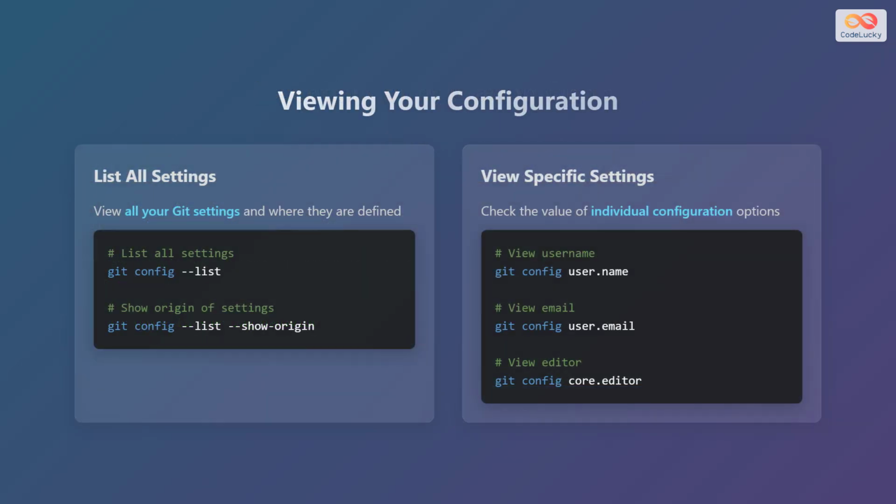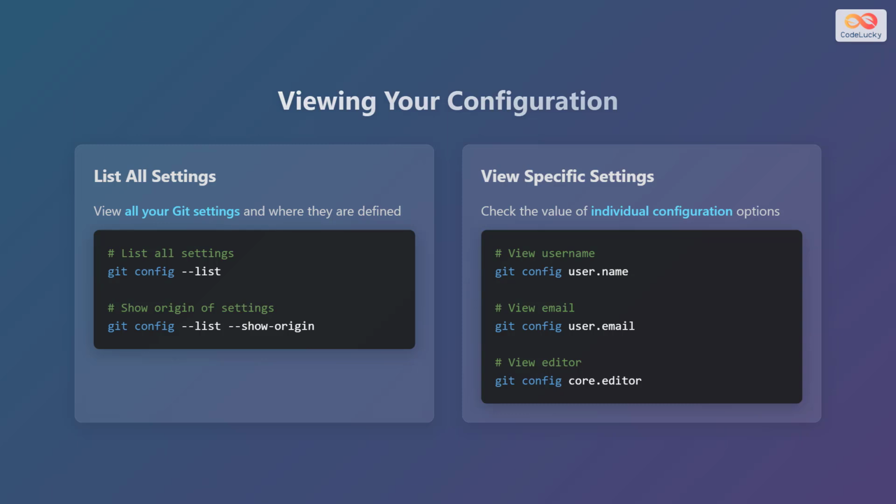To view your Git configuration settings, Git provides a way to see all your settings and their origins. To list all your Git settings, use the command git config --list. This will display a comprehensive list of all configuration options currently set in your Git environment. To show the origin of each setting, such as which configuration file it comes from, use the command git config --list --show-origin.